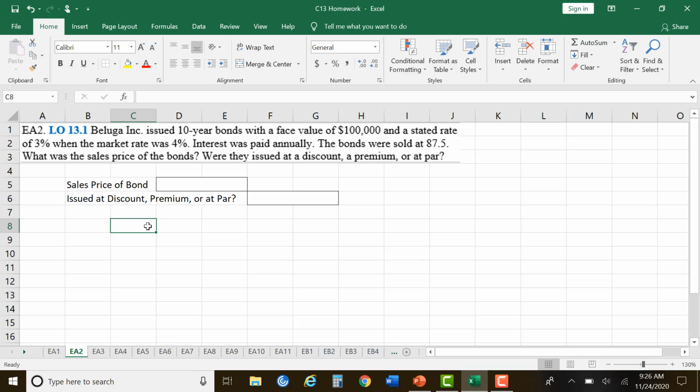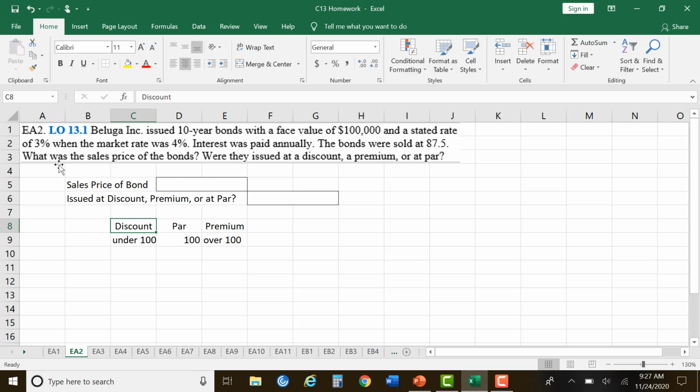Okay. So discount, premium, actually, let me write it this way, par, premium. So when they're issued at par, it's 100%. It's exactly what you were asking for. If it's a premium, it's anything over 100. If it's at a discount, it's anything under 100. So that's one way to look at it. We know that this was issued at 87.5, so we know it was issued at a discount.